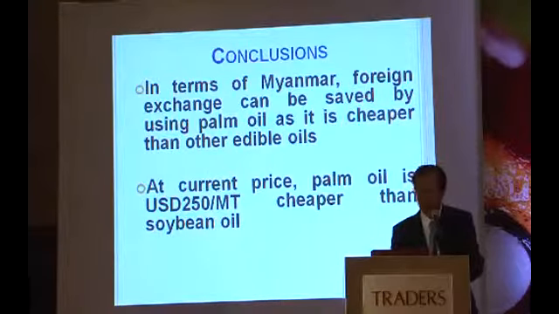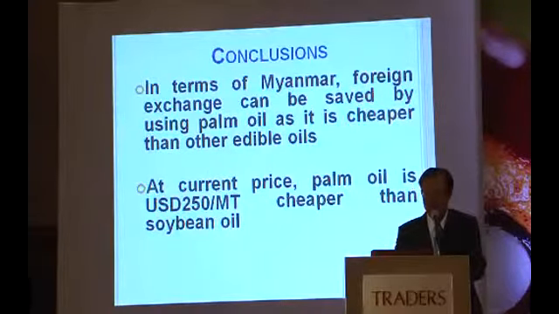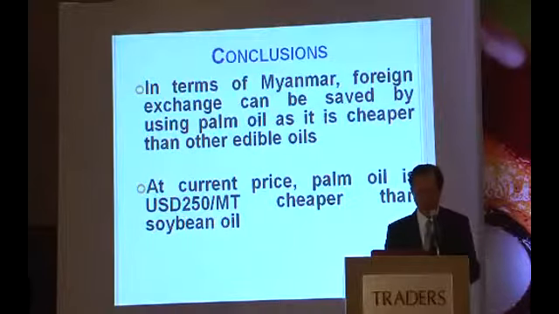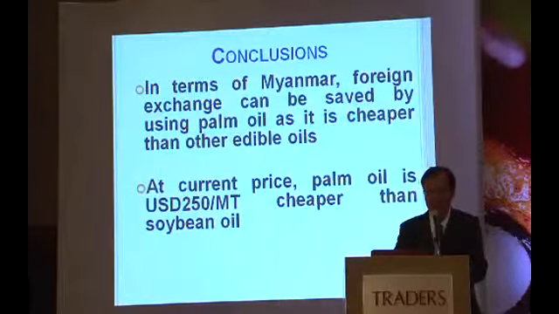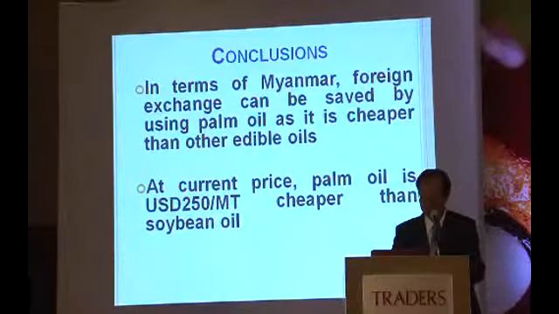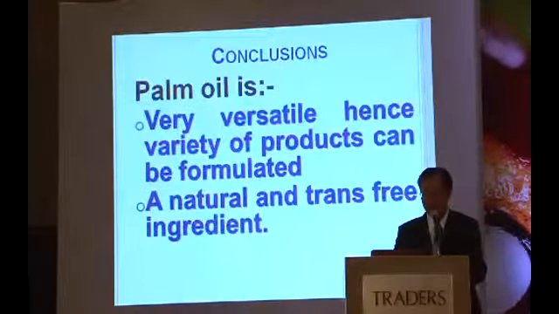In terms of Myanmar, foreign exchange can be saved by using palm, as it's cheaper than your other oils. Even if you have peanut, groundnut, and sesame seed oil as your oil, these are very expensive oils. You get probably a lot more palm oil in exchange for exporting those oils. So export the expensive oil and use the more healthy and, let's say, less expensive oil. As I said here, at current price, palm oil is often $250 per ton cheaper than soybean oil itself.